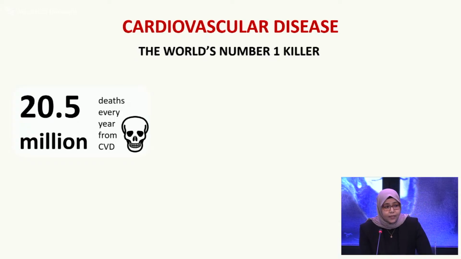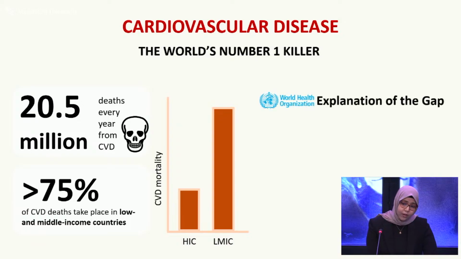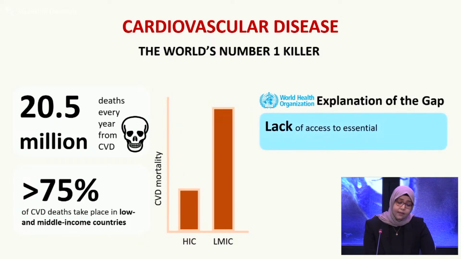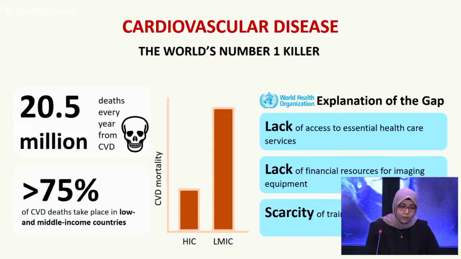So we get back to statistics. Every year, around 2.5 million deaths happen due to cardiovascular diseases. However, more than 70% of these diseases occur in low and middle income countries. So there is indeed a big gap between high income countries and low income countries when it comes to cardiovascular burden. When the World Health Organization tried to explain this gap, they say that there is a lack of access to essential healthcare services in these countries, a lack of financial resources for imaging equipment, and a scarcity of trained imaging professionals.